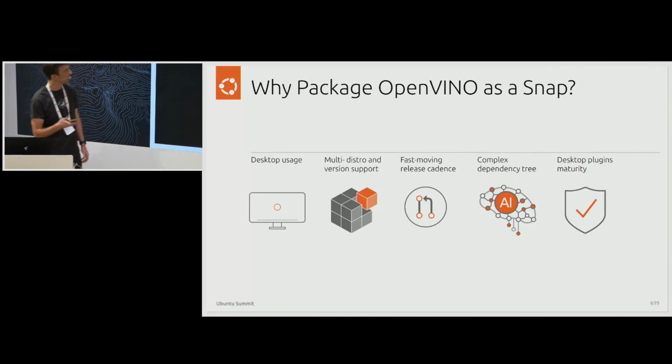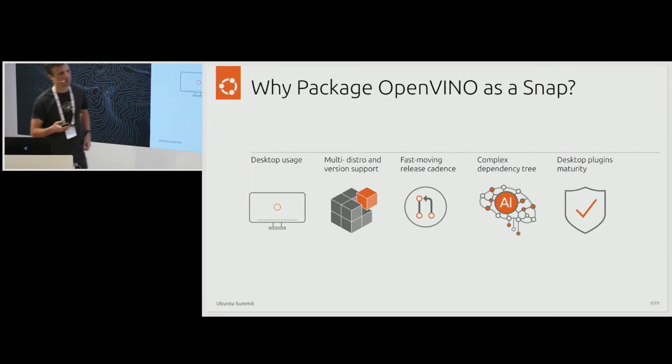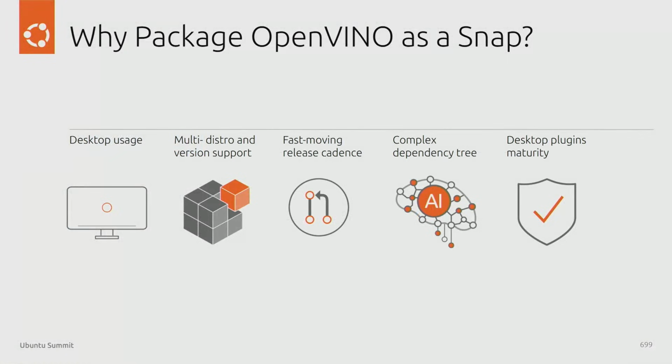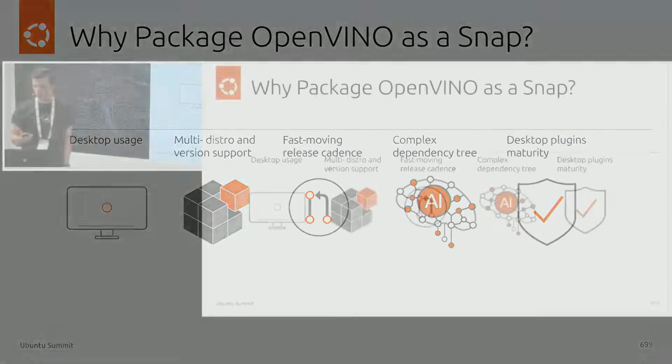Hi, everyone. I'm Will, and I am going to be talking about building snaps of OpenVINO and OpenVINO-powered applications. So first things first, elephant in the room, why snaps? There are a number of reasons. The primary reason I would say is the complex dependency tree. And this is true not only of OpenVINO, but AI libraries in general.